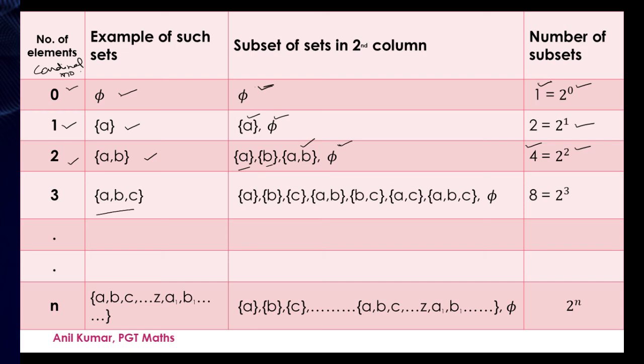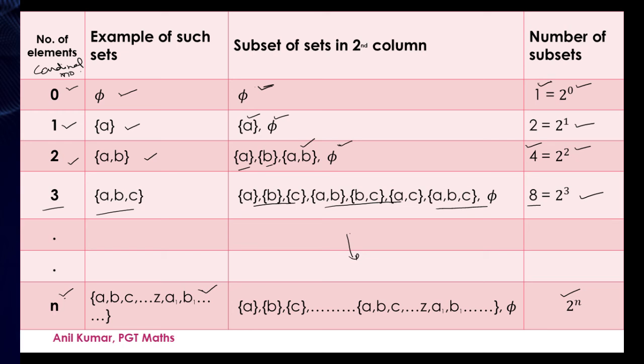Similarly, if we have 3 elements, we will have 1, 2, 3, 4, 5, 6, 7 and 8 subsets. So the number of subsets will be 8, that means 2 raised to power 3. And if we keep on going like this, by the induction method, if we have n elements, the number of subsets will be 2 raised to power n. If a set has n elements, then the number of subsets will be 2 raised to power n.